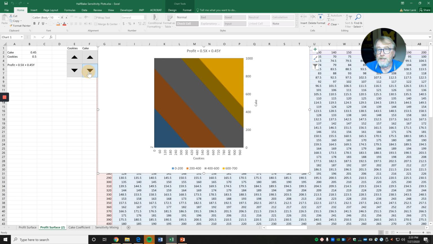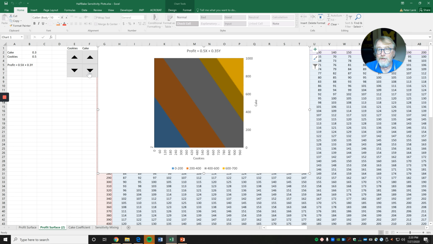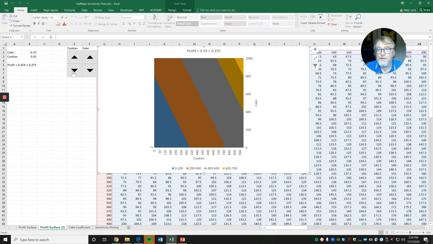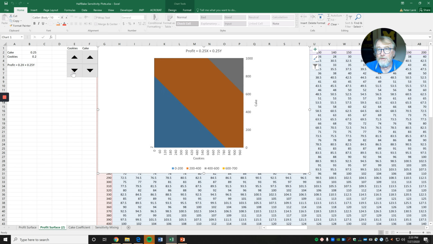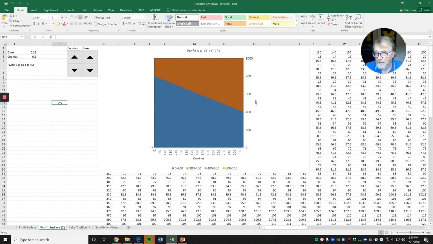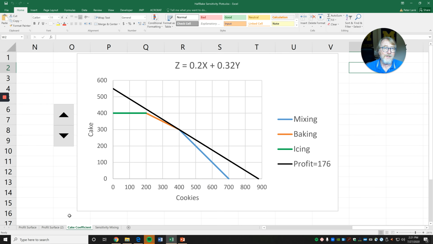And so let me just amuse myself a little bit longer. You can see that those contour lines change as you change those different slopes. Great fun. So let's take a look at the cake coefficient, just specialize it in.